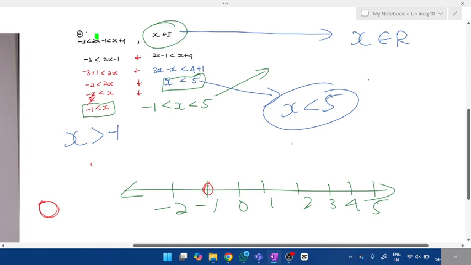From there, less than 5. Draw up to 5. Less than means you have to draw up to 5. Now on number 5, what kind of circle should I draw, darkened or hollow? Is equal to given here, or only less than? Only less than, right? Equal to is not given. So again a hollow circle. This is the final answer.